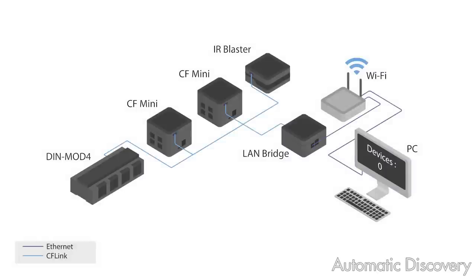Let's take a look at the UDP discovery mode first. So, as I mentioned, for any hardware to be detected in this mode, we must have a LAN bridge connected to our network. If you do not have a DHCP server enabled on your network, the LAN bridge will default to a self-assigned IP address.